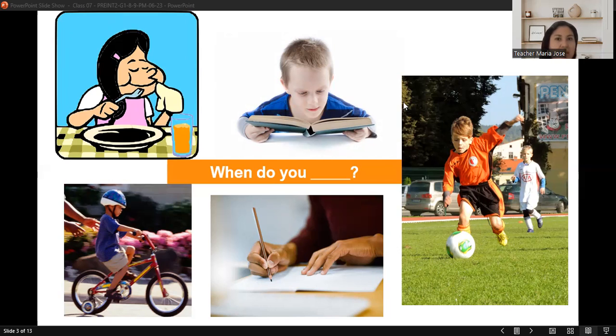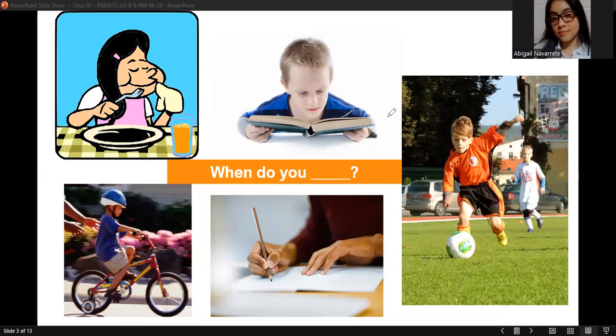Now the picture number two, okay? Abigail, do you like to read? Yes, I like it. So when do you read? I read when I study and in my free time. Okay, interesting.